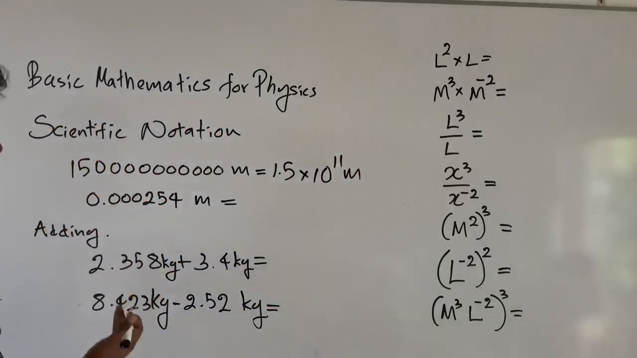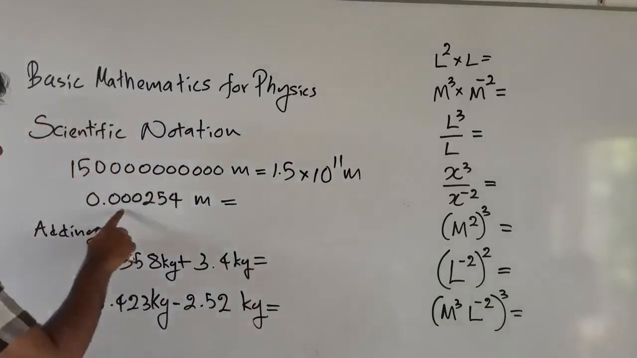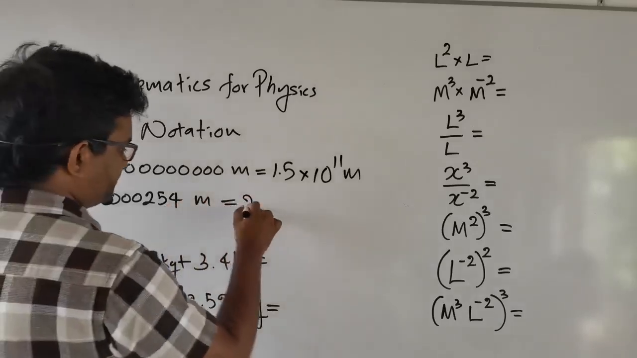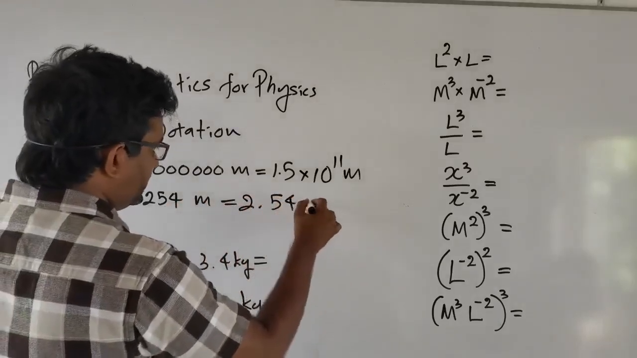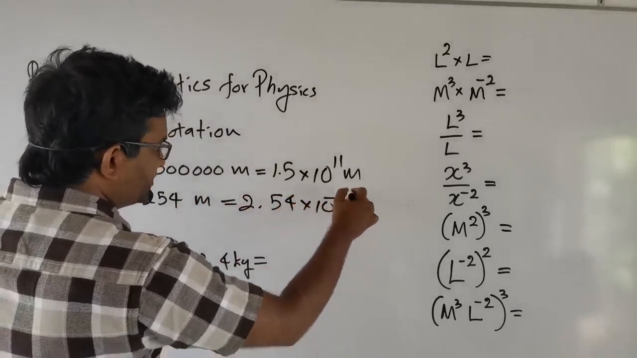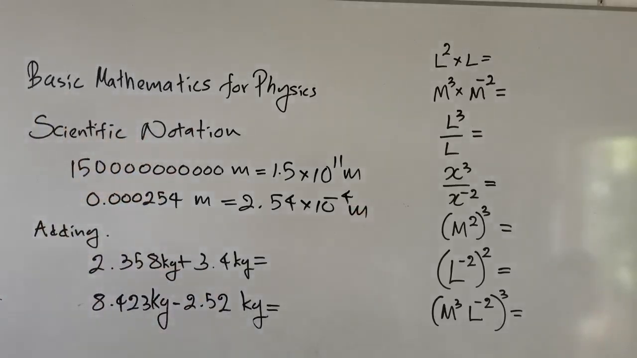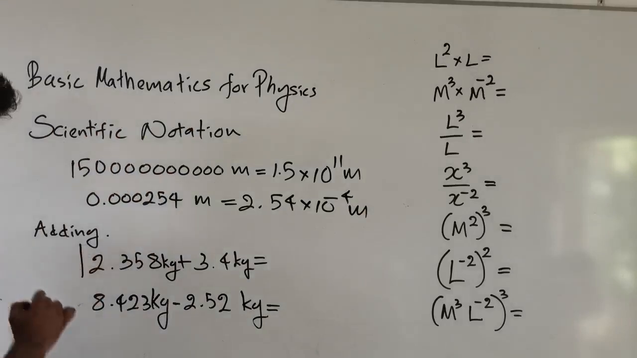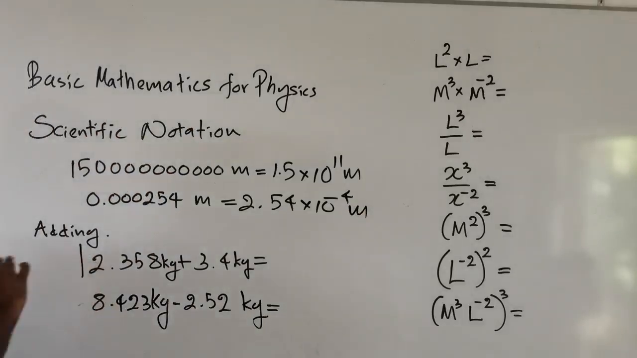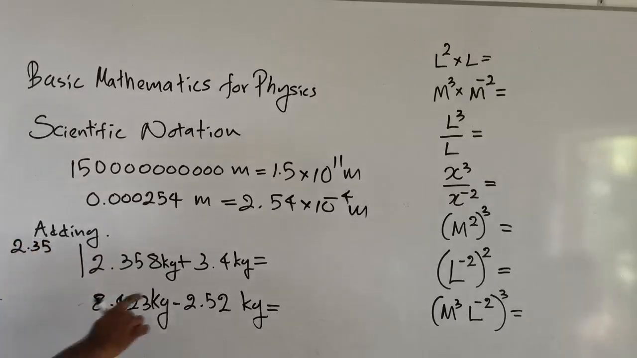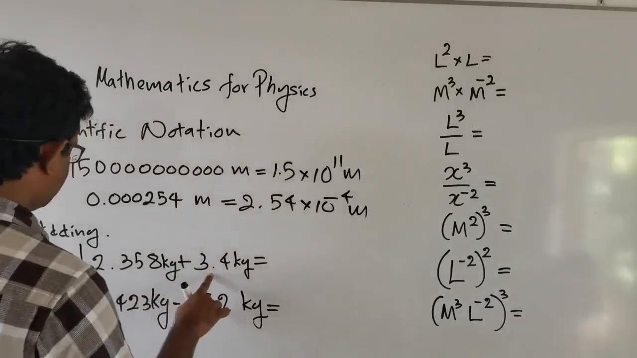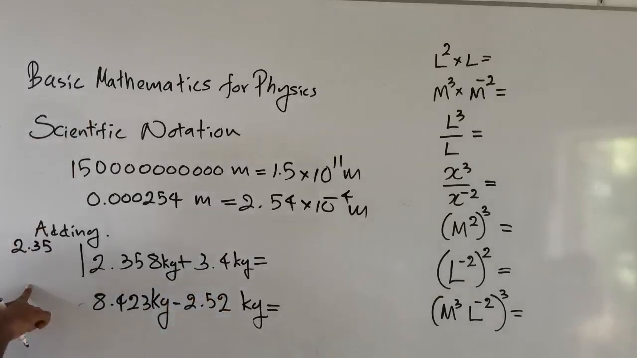Then in this case, it is moving in the opposite direction, 4. Therefore, 2.54 into 10 to the power of the opposite direction, therefore minus 4. Right. When we are doing this type of addition, it is better to write them in a line. Then 2.35, we need to add it at this one. So we write the decimal places in line.